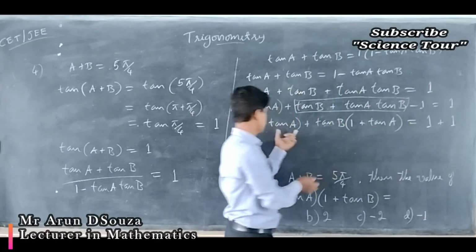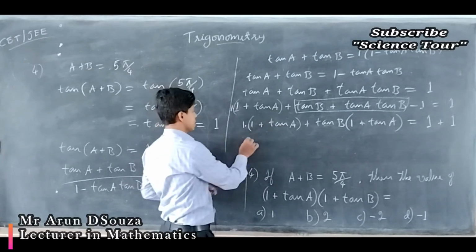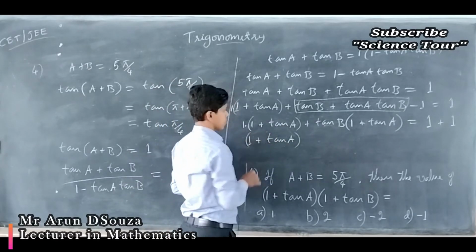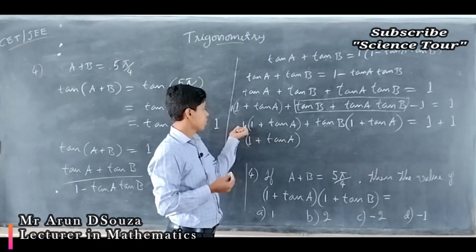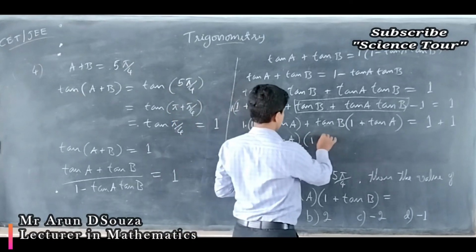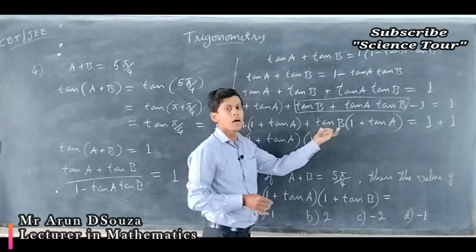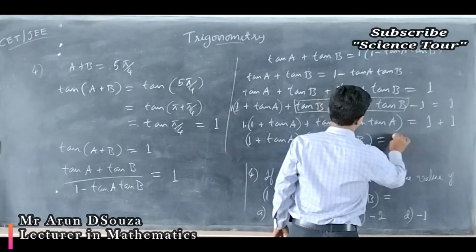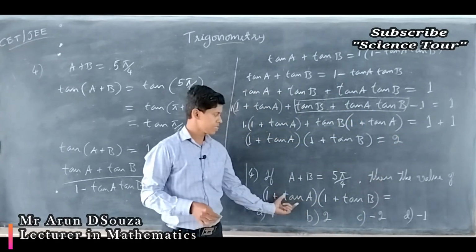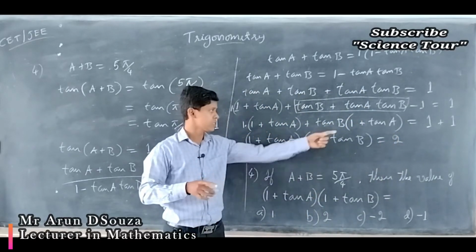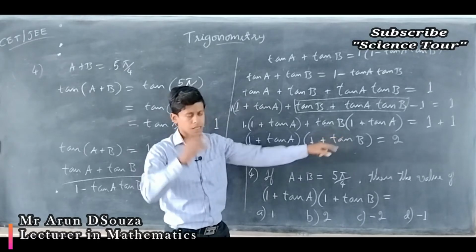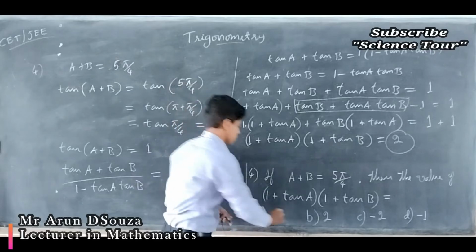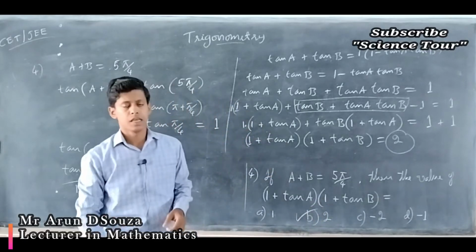So did you get the same factor? Yes, so take it common. So 1 plus tan a, and if you take 1 plus tan a, what remains out of this is 1, and here tan b. So that's it, we got the given expression 1 plus tan a into 1 plus tan b, and the answer is 2. Therefore that's the answer of the given expression. So option B is the right answer.